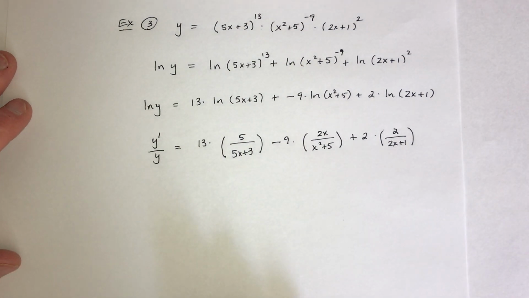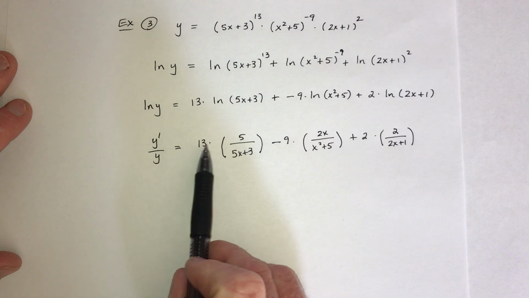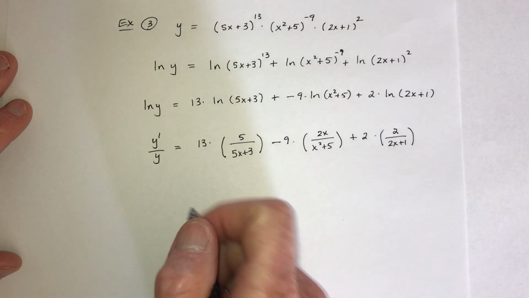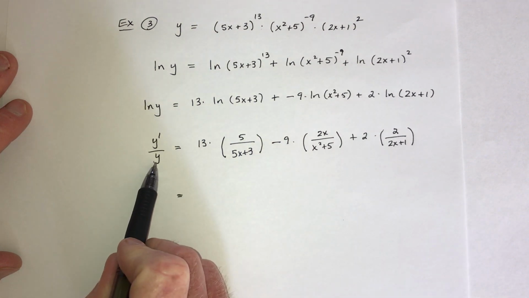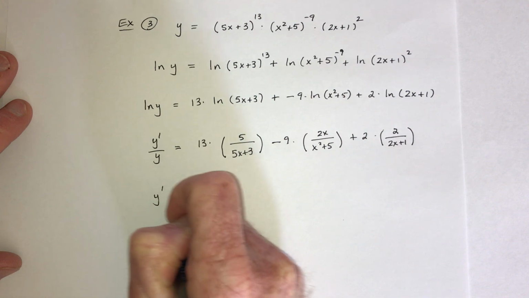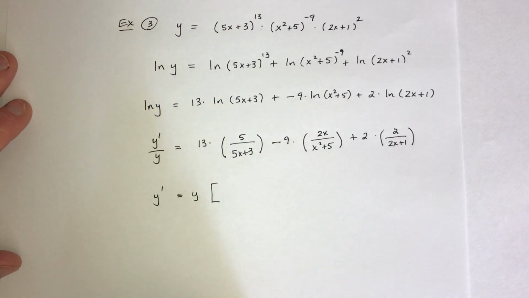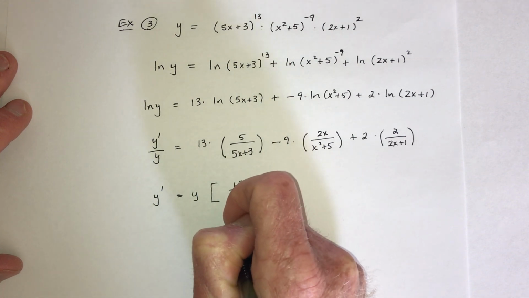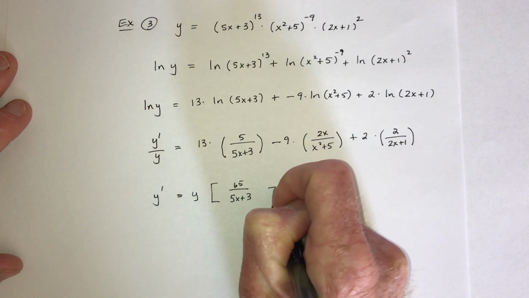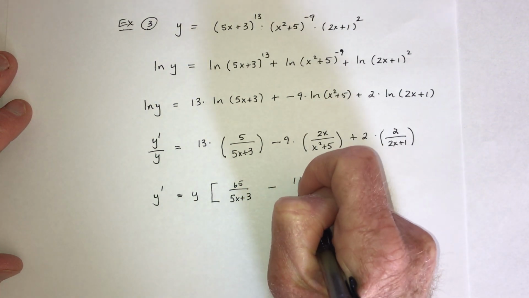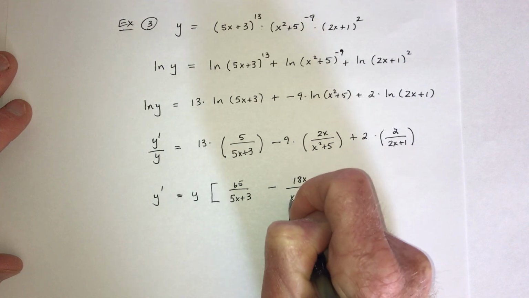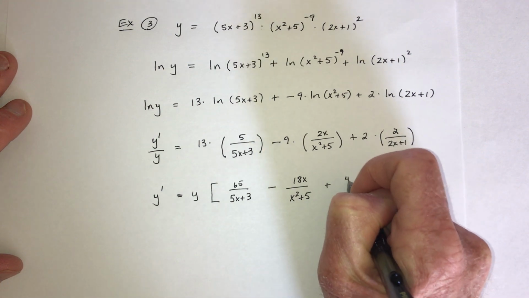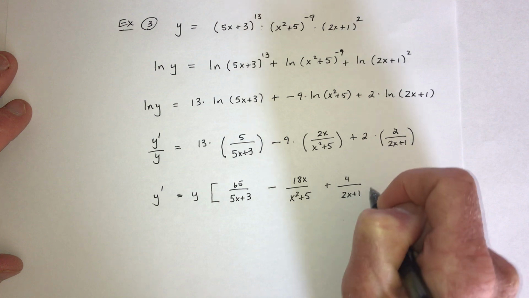All right, we're almost done. Now I need to combine these numbers, so that is going to be 50 and 15, that's 65. Also, I'm going to multiply both sides by this y so that I get just y prime equals. This is going to be 65 over 5x plus 3. Then minus, this will be 18x over x squared plus 5. And this one will be 4 over 2x plus 1.